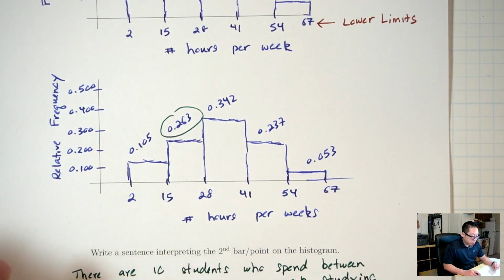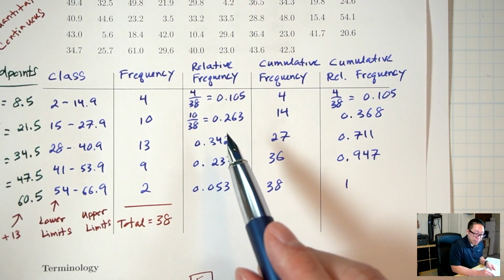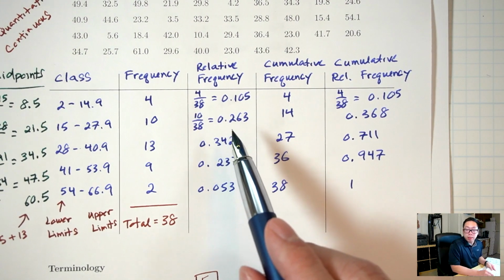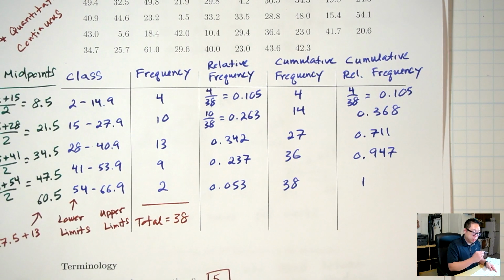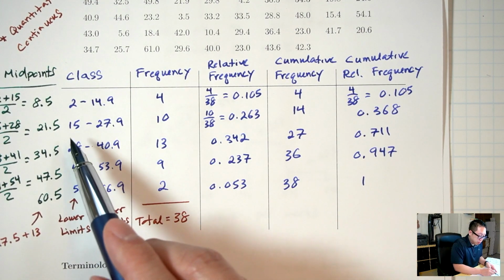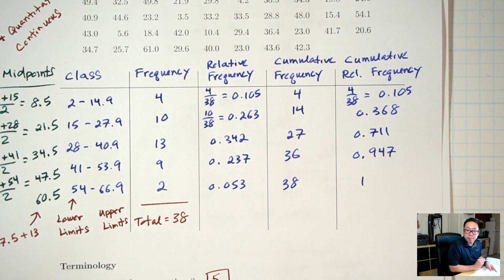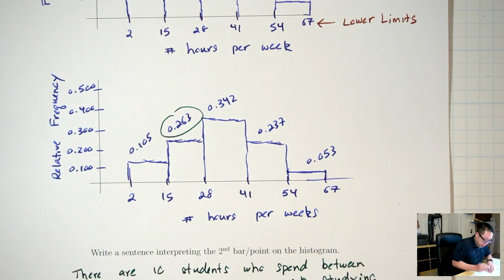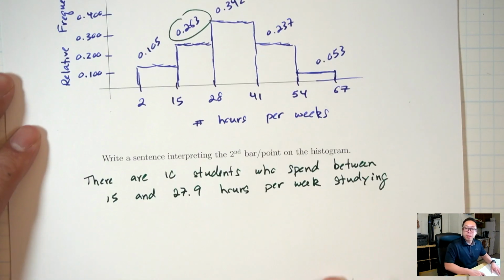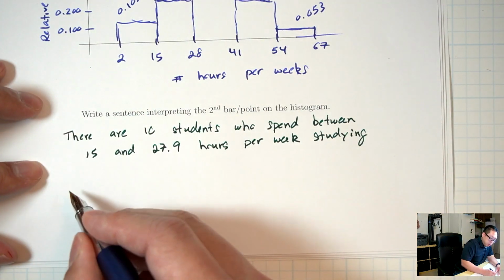So whenever we talk about relative frequency, you should convert it to a percent when you write the sentence. 0.263 as a percent is 26.3%. So this is saying that 26.3% of the students spend between 15 and 27.9 hours studying. So actually, yeah, that's right. So the sentence we should write for the second one should be 26.3%.